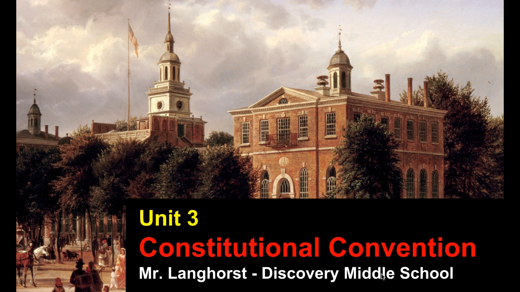All right, so that's a little bit about the convention, kind of like how it came to be, a little bit about some of the people. What we're going to talk about in the next section of notes is specifically some of the issues that they talked about: slavery, representation in government, those types of things. So we will pick up the story on the Constitutional Convention with our next section, which is called Compromises at the Convention.